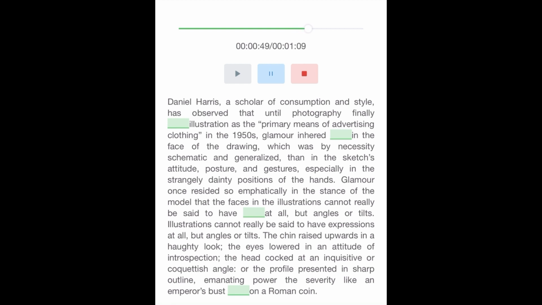The chin raised upwards in a haughty look, the eyes lowered in an attitude of introspection, the head cocked at an inquisitive or coquettish angle, or the profile presented in sharp outline, emanating power, the severity, like an emperor's bust embossed on a Roman coin.